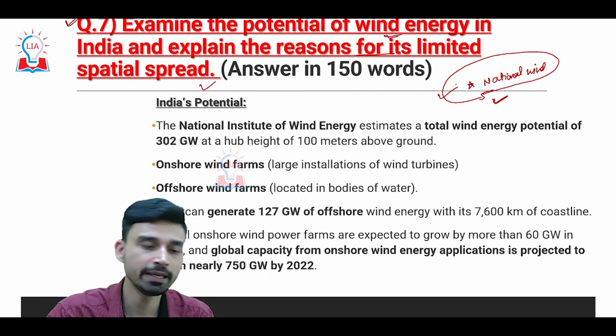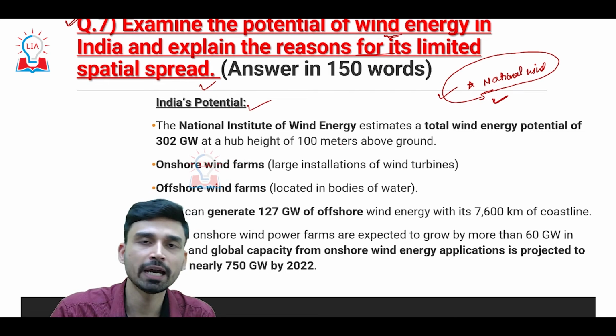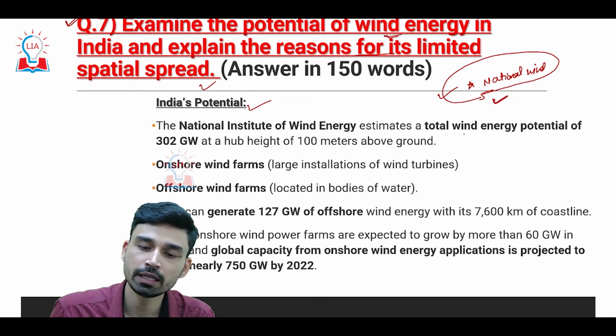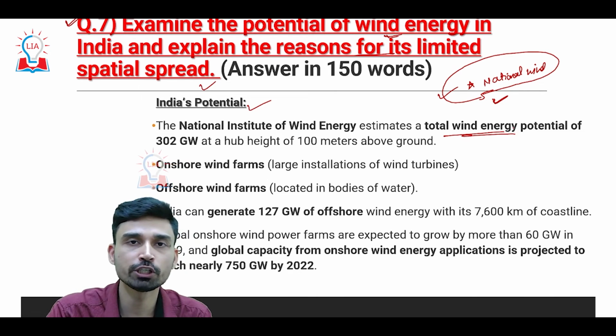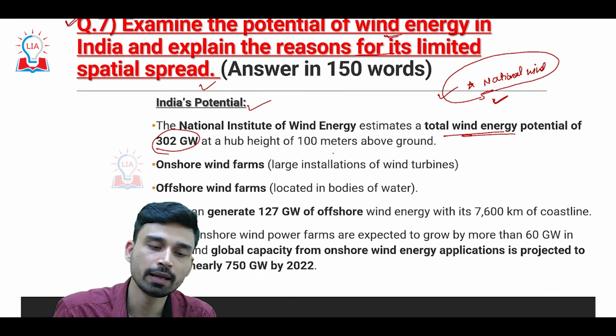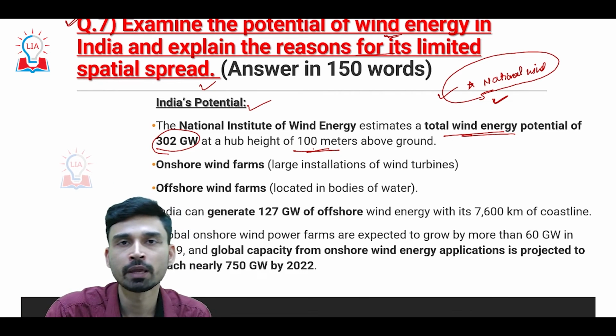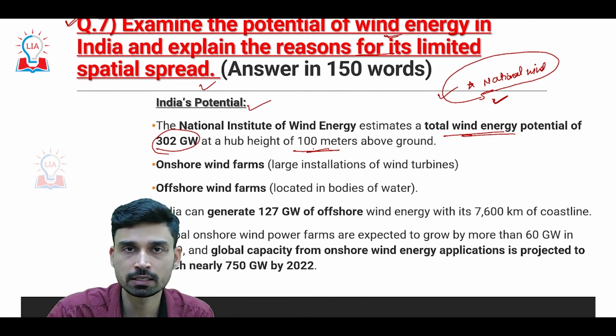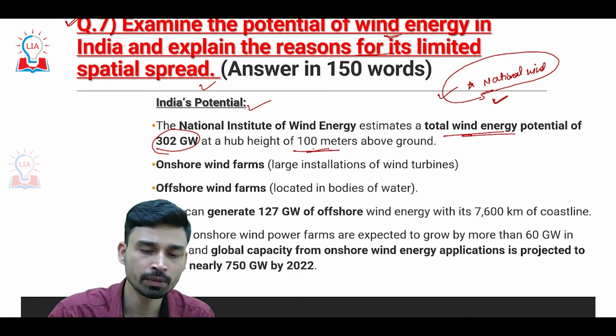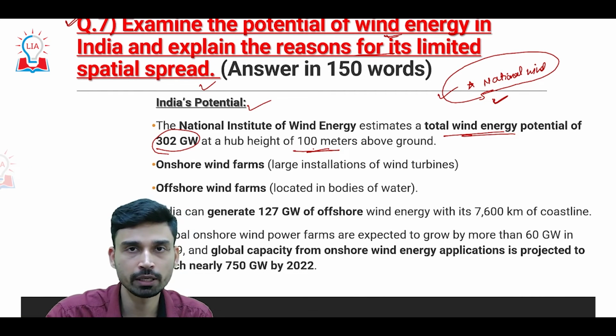Then you can talk about India's potential in wind energy generation. As per the National Institute of Wind Energy, the total estimate of wind energy potential is about 302 gigawatt at a hub height of 100 meters above the ground. Hub height refers to the height at which the fans of these wind energy plants are fixed and at which they rotate.